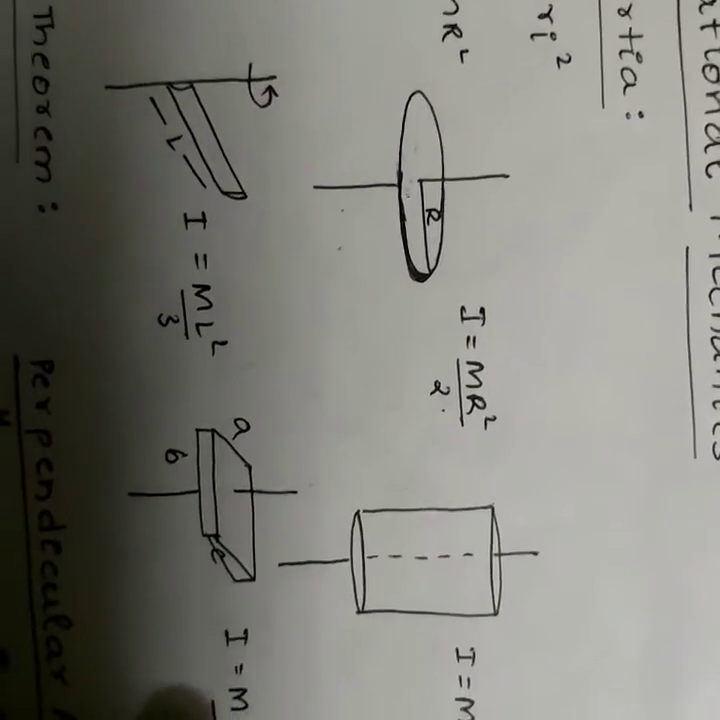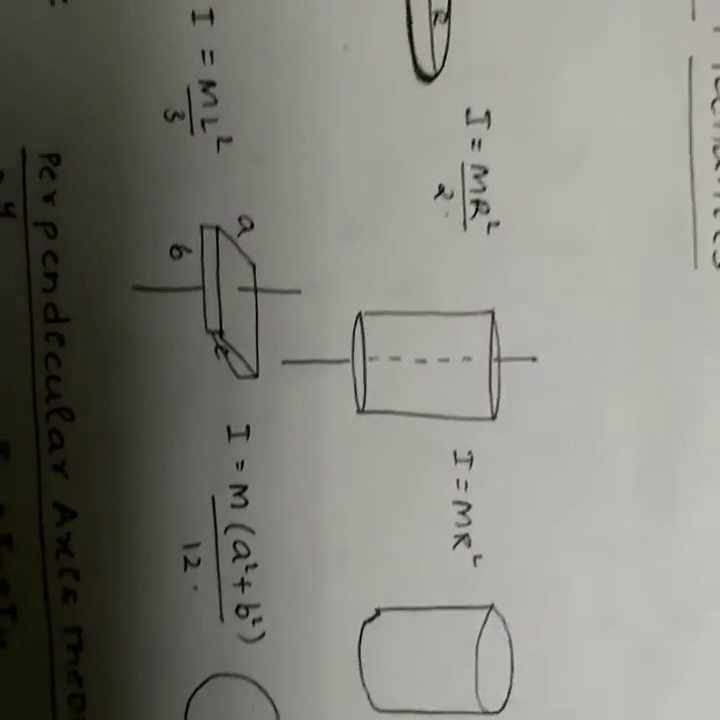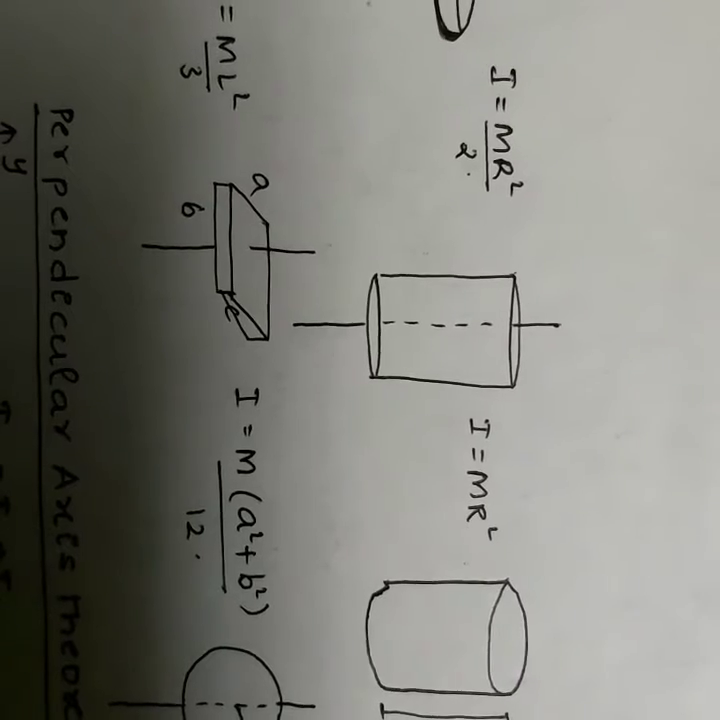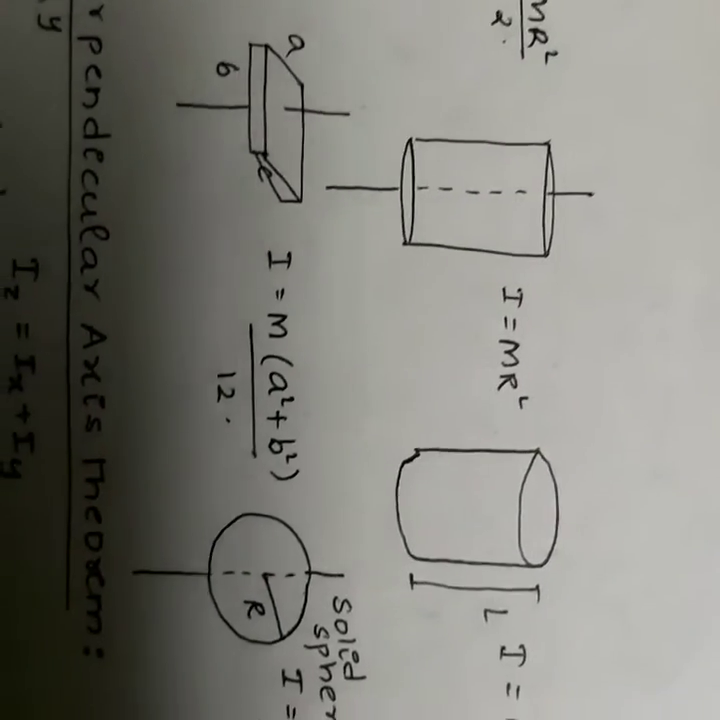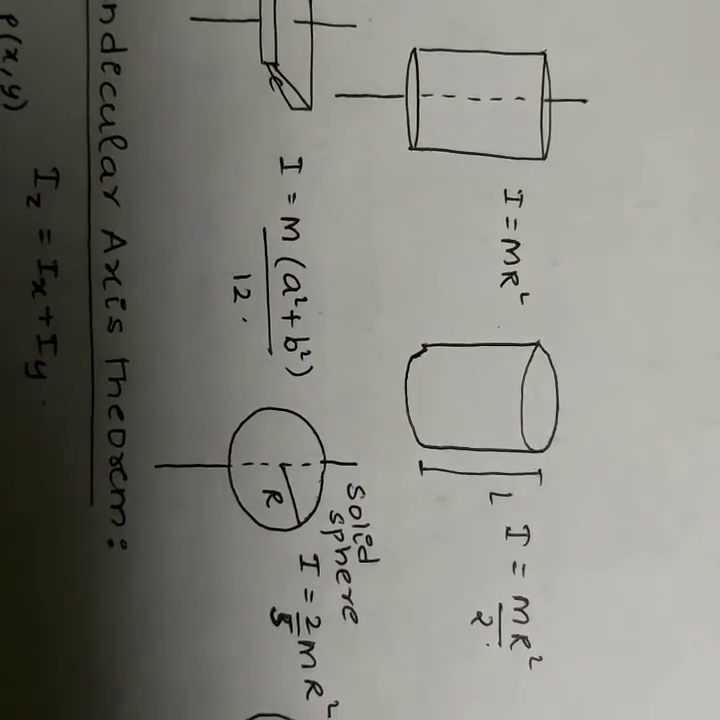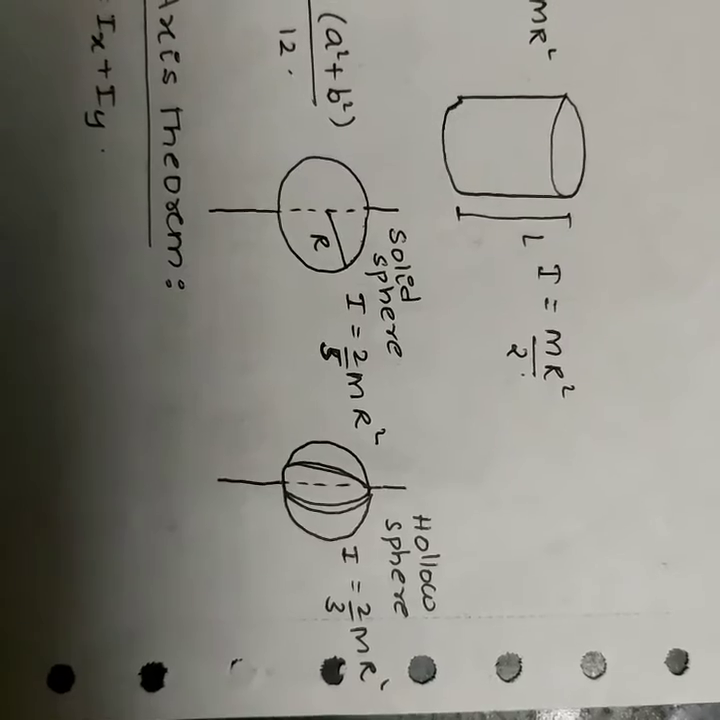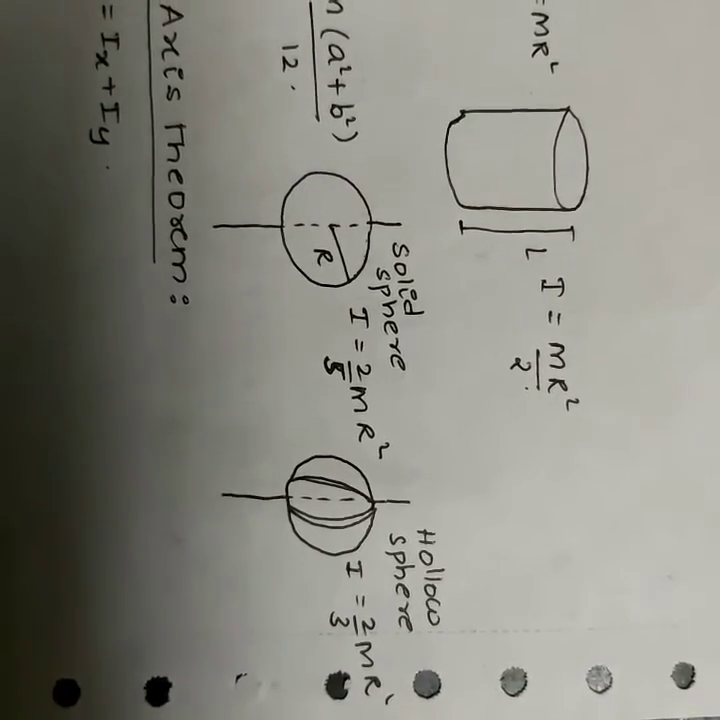For a solid box with length A, breadth B and height C, I is equal to m(a squared plus b squared) by 12. For a solid sphere, I through the center is 2 by 5 mr squared, and for a hollow sphere, I through the center is 2 by 3 mr squared.